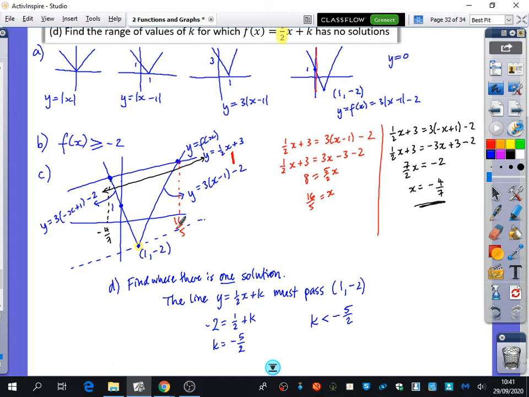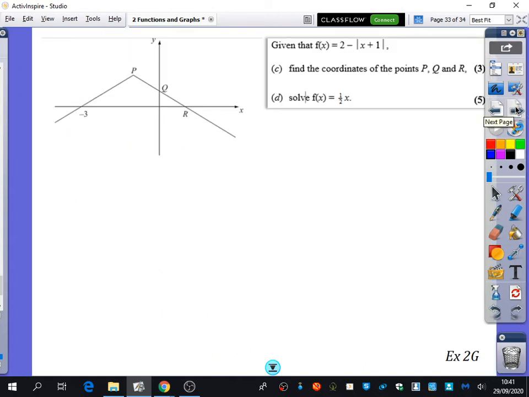So yeah, if you're ever doing these modulus graphs and they're trying to get you to do a range, don't do a range of values. Start off by doing an equation to find out where there is 1 solution and then play around with it from there. Okay? So we're just going to do this last one together as well.